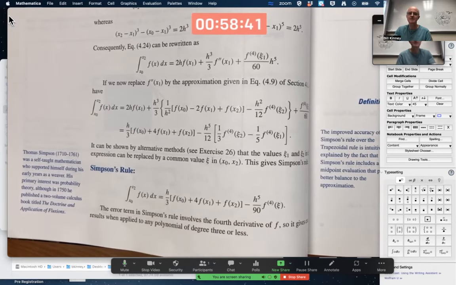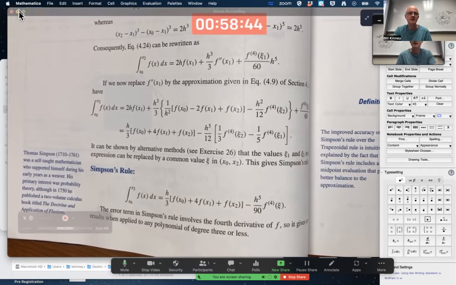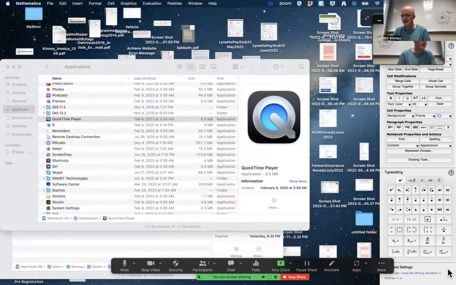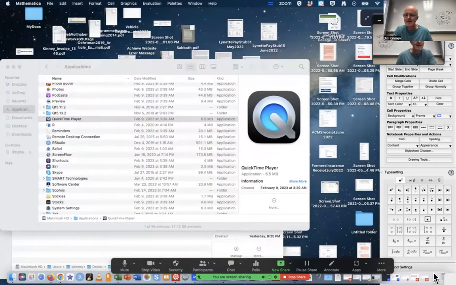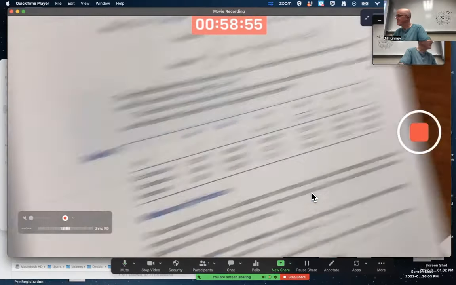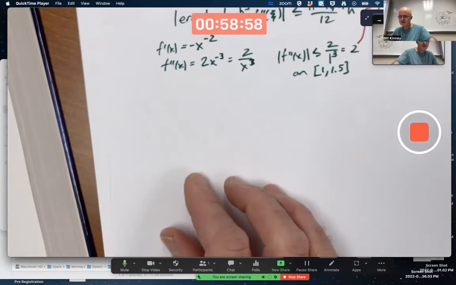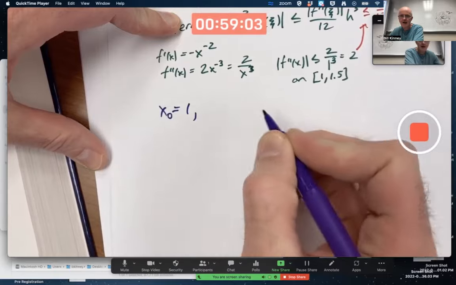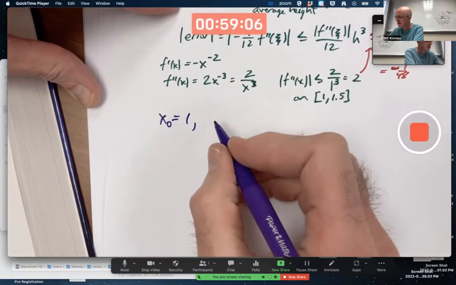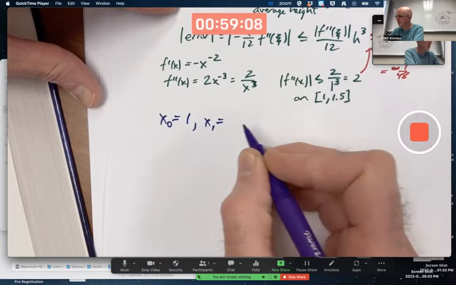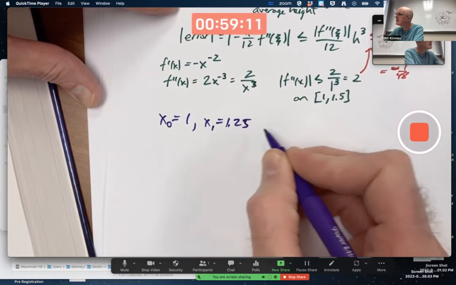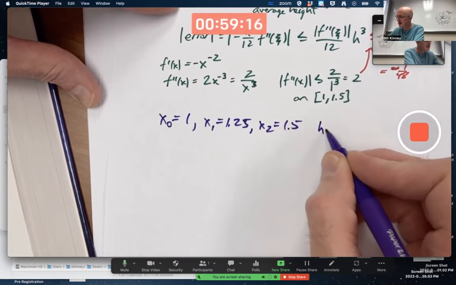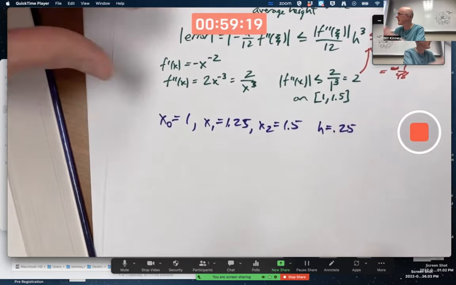So let's first use it to approximate natural log of 1.5 again. Let's see. So I'm about to use Simpson's rule. If I'm going to do that, though, I need 3 nodes instead of 2. I need a middle node between 1 and 1.5. I need 1.25. And the h is now 0.25 instead of 0.5.